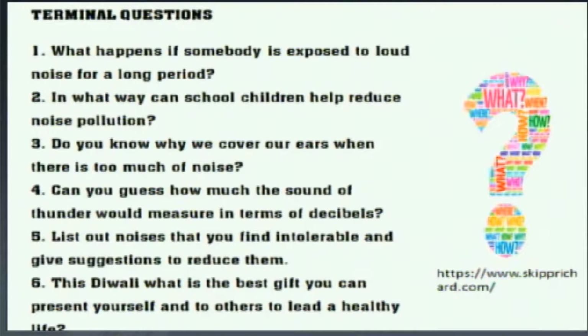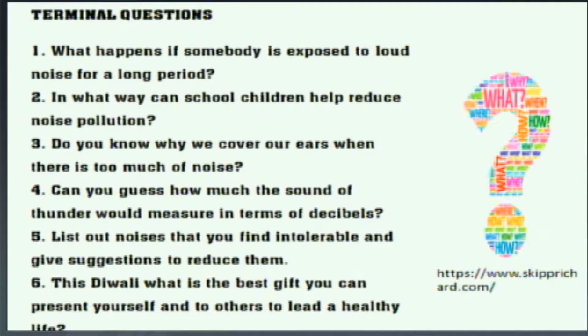Now, let us come to the last questions, or you can say, the terminal questions. What happens if somebody is exposed to loud noise for a long time? We have done this question many times. Yes, prolonged exposure to loud noise may create illness, deafness, or partial deafness forever.